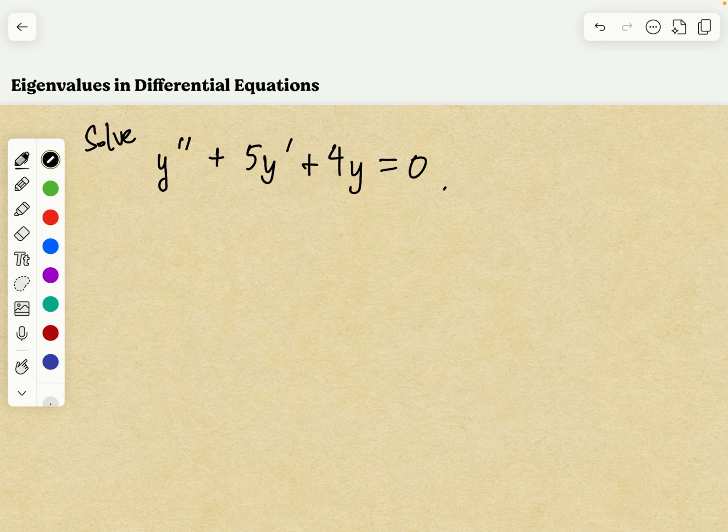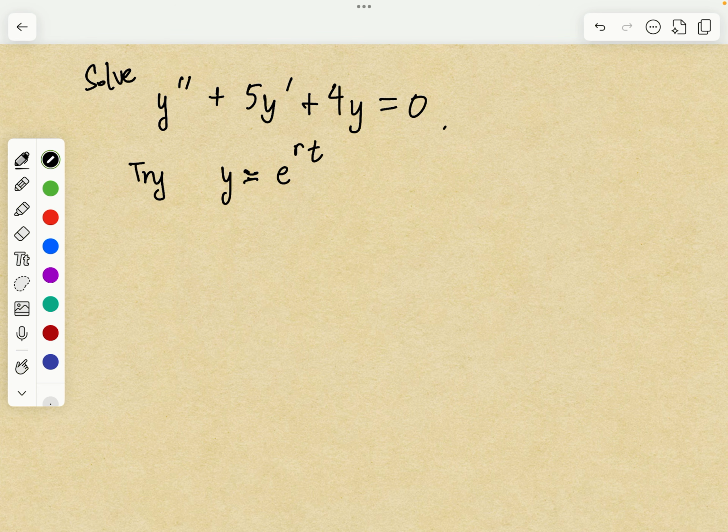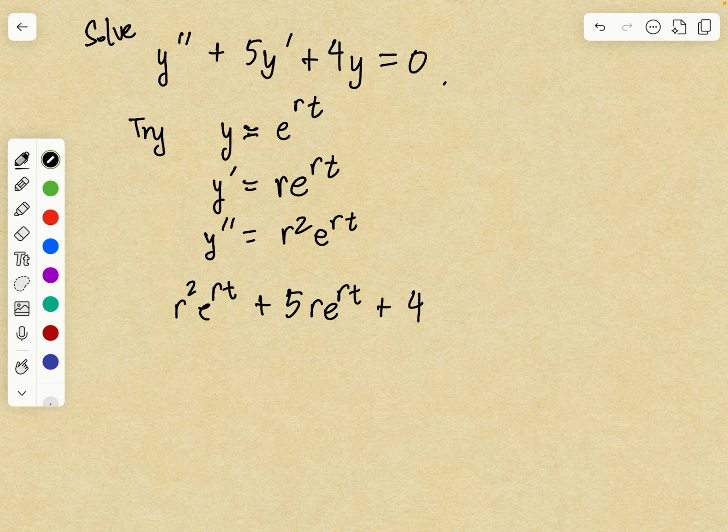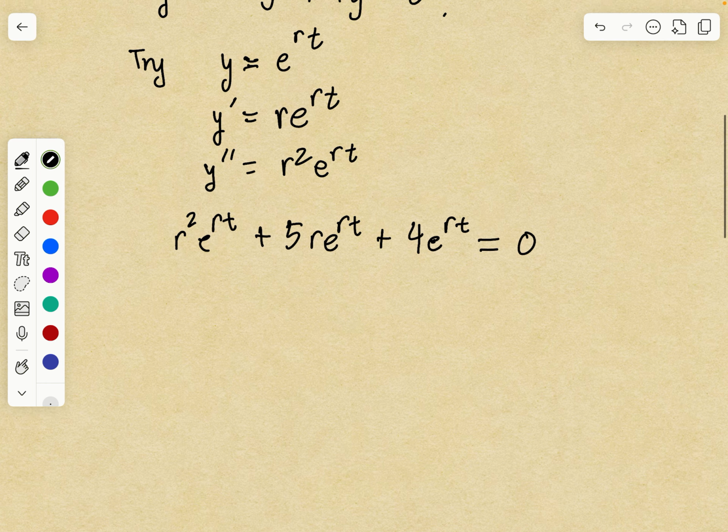One of the things that you learn is that you can try a function of the form y equals e to the rt. This function has the property that if you take the first derivative, it's just a constant multiple of y. It's just r times e to the rt. The r comes from the chain rule. If you take the second derivative, you get another r, so that becomes r squared e to the rt. Then you plug these into the equation, so you get r squared e to the rt plus 5 times y prime, that's 5r e to the rt, plus 4 times y, so that's 4 e to the rt, equals 0.